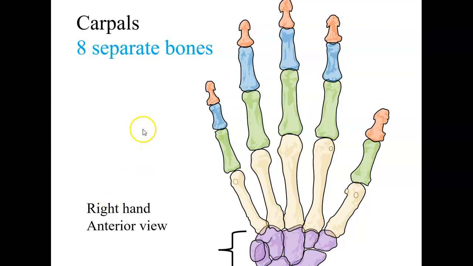Alright, next we'll move down to the bones of the hand and wrist. So we do have 8 carpal bones. The carpal bones are down here in purple, and there's 8 of them. 1, 2, 3, 4, 5, 6, 7, 8. They each have their own name: trapezium, trapezoid, capitate, hamate, scaphoid, lunate, triquetrum, and pisiform. So we'll learn those particular bones in just a couple of minutes. So 8 carpal bones.